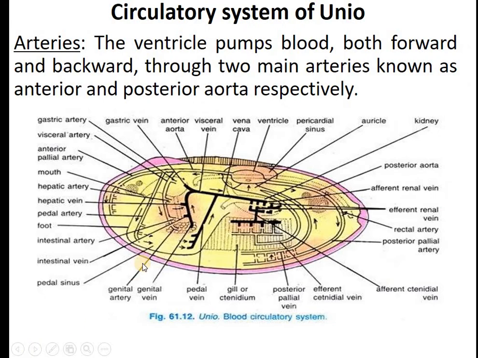Now let's discuss the arteries. The ventricle pumps the blood both forward and backwards through two main arteries known as the anterior and posterior aorta respectively. This is very important and should be underlined.